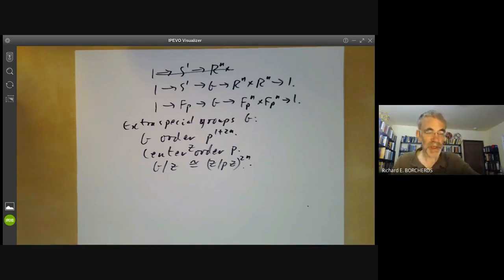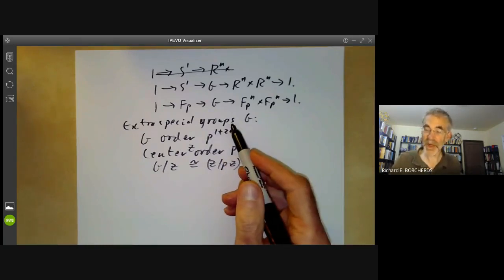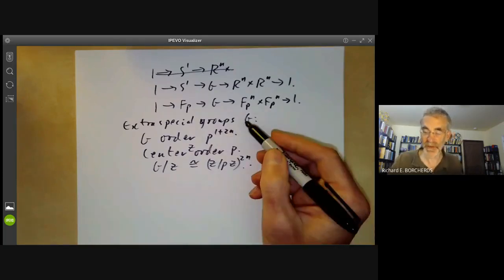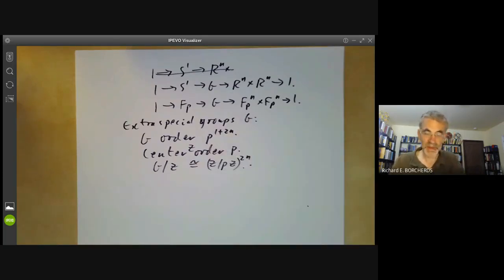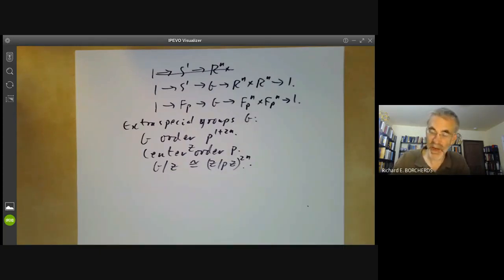So what can you do with extra special groups? Well, they turn out to be quite easy to classify, which is quite convenient because they turn up quite often in group theory. So I'll just sketch how you classify them. It turns out you can build them all out of groups of order p.